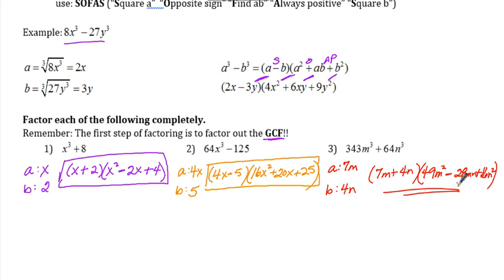So that's our second special case. If you come across a two-term expression that needs to be factored, if the first and second terms are both perfect cubes, that's the strategy you'll use for those.